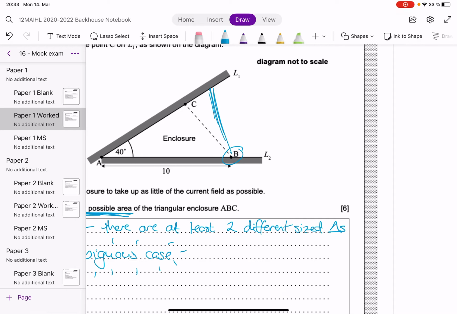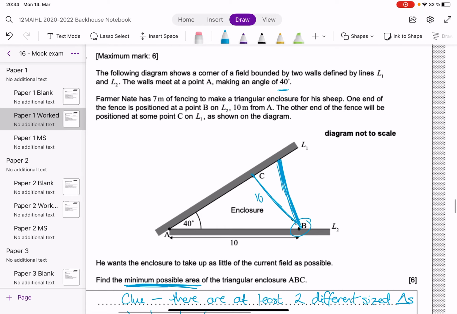Maybe there's another way like this, where these are both 10. No, sorry, they're not 10, they're 7. And we're going to have to figure out which one we're getting. Okay, I think maybe we do this question.